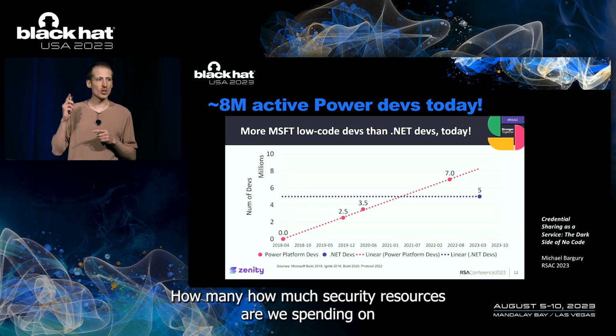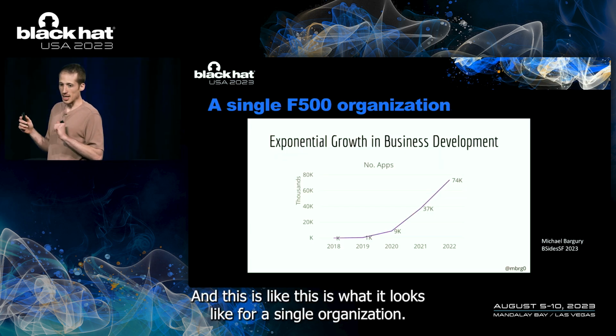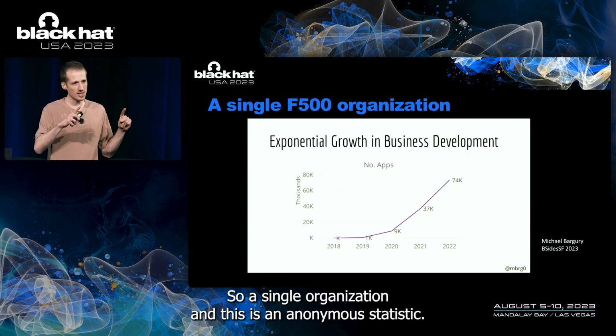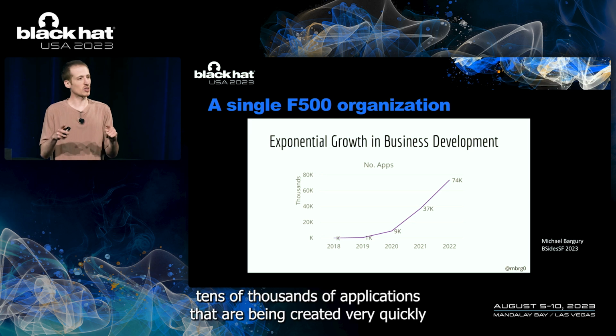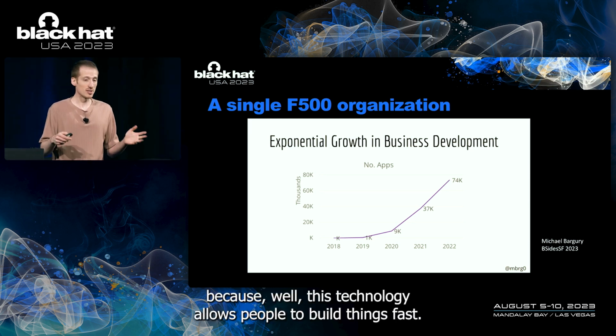How much security resources are we spending on the C# rather than low-code, no-code? All right, and this is what it looks like for a single organization. This is anonymous statistics from one Fortune 500 company. In a single organization, you'll find tens of thousands of applications that are being created very quickly because, well, this technology allows people to build things fast.